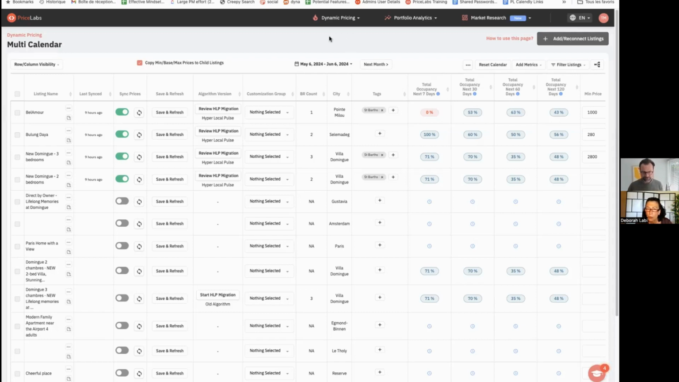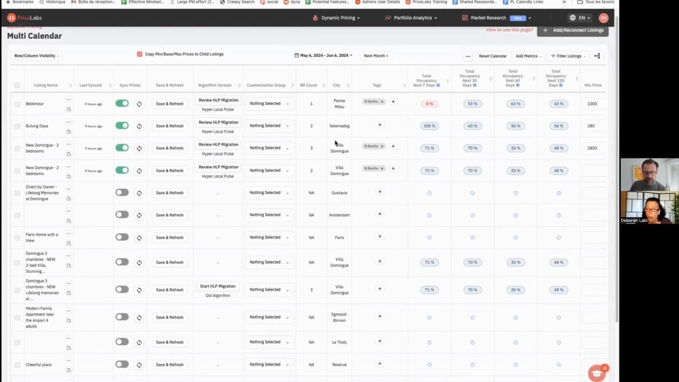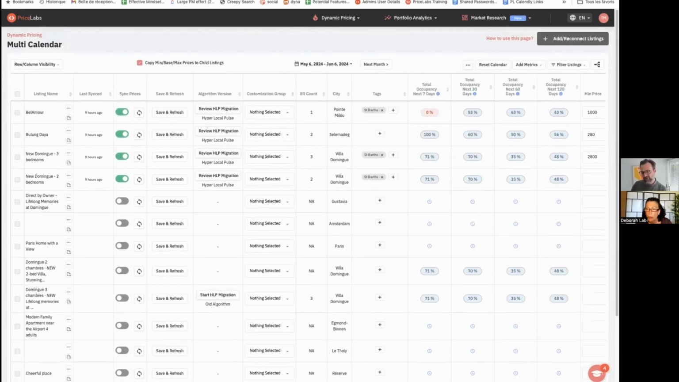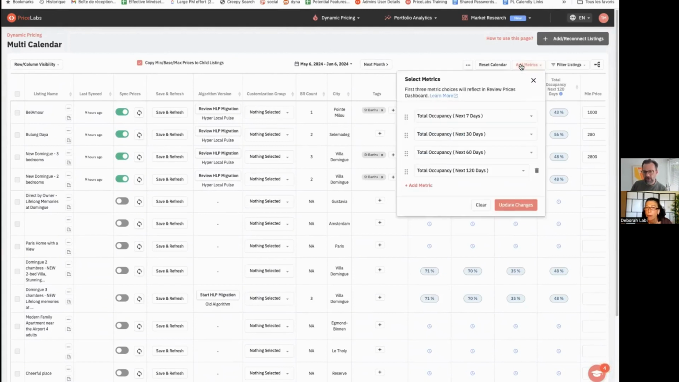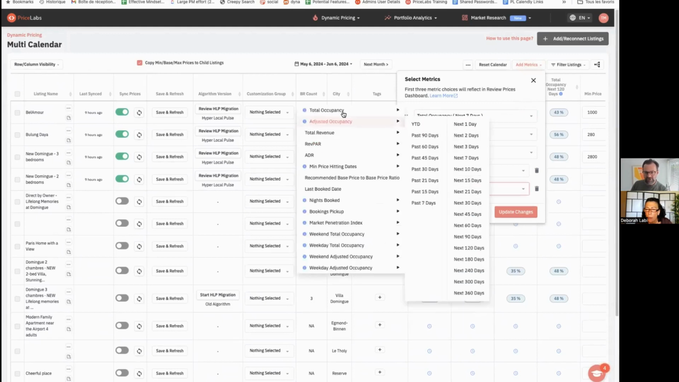We have multi-calendar. And you have health metrics basically here. You see how properties are performing, and you're able to add a lot of metrics. I'm not sure everything, but you have a list of metrics. Imagine it's like a dashboard of how is my portfolio doing, right? And here we have by default some health metrics.